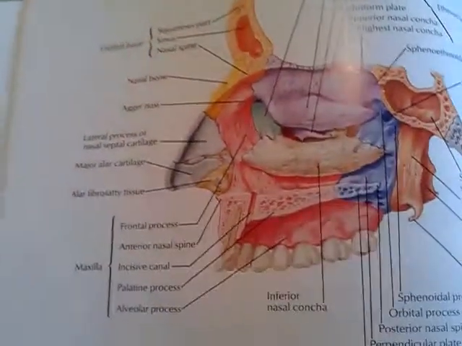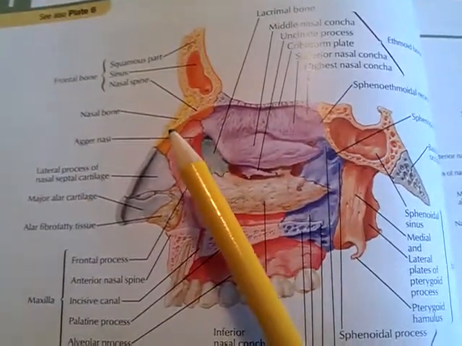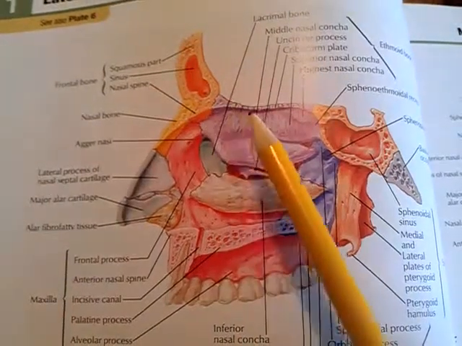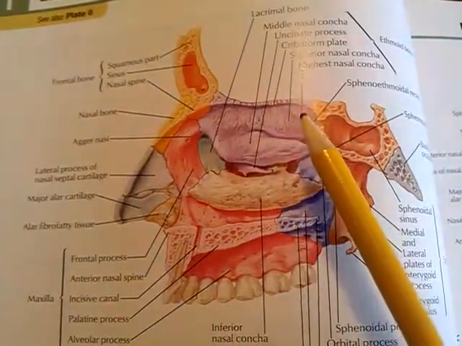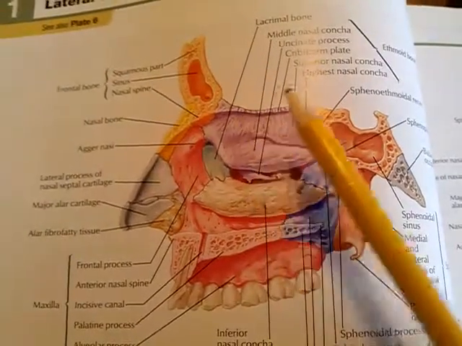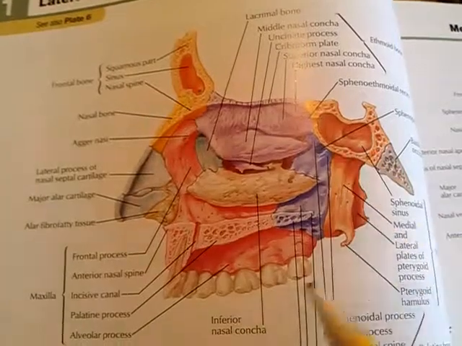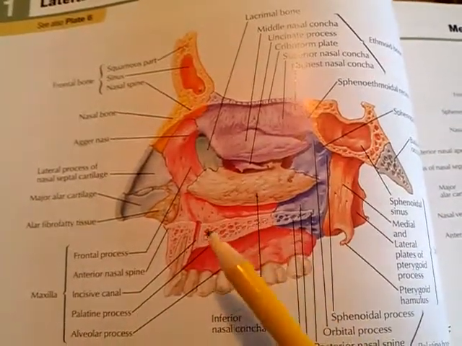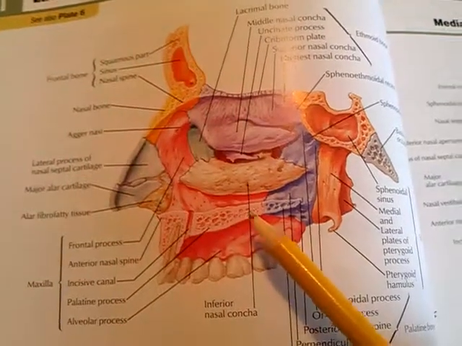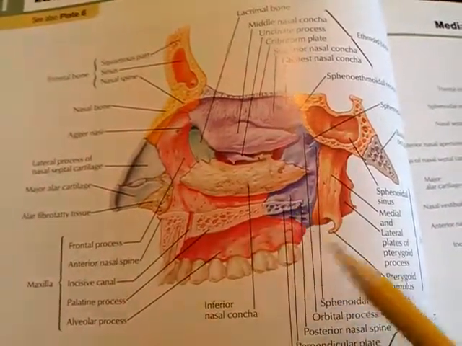Now the roof of the nasal cavity is made up of nasal bones, frontal bone, cribriform plate of ethmoid bone, and body of sphenoid bone. The floor is made up of the palatine process of maxilla and the horizontal plate of palatine bone.